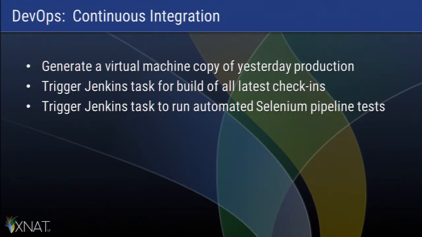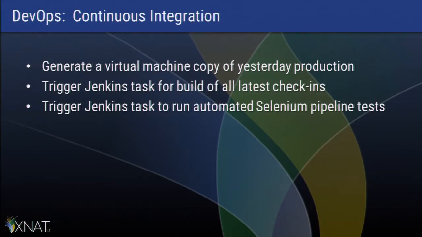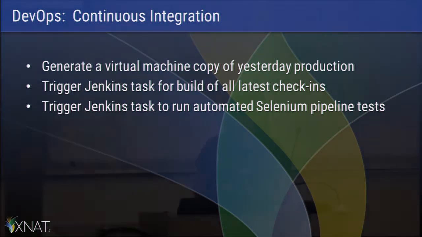So what we do is every day, Chip generates one of those wonderful new virtual machines that has a copy of yesterday's data on it. And as soon as his Puppet process finishes doing that build, it triggers a Jenkins, used to be Hudson. This is just a scheduler task, which runs a build of basically everything that has been checked in up to the dev tip of every repository we have, and deploys it on that dev server. And then once that's done, it triggers a Jenkins task to run some automated Selenium pipeline tests.